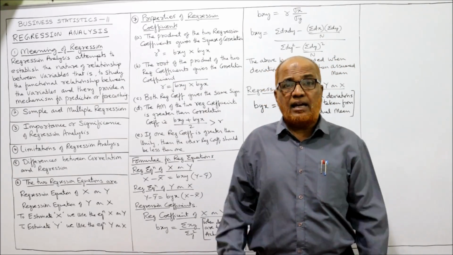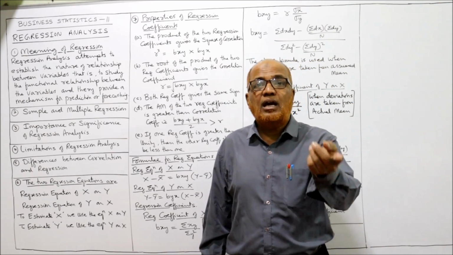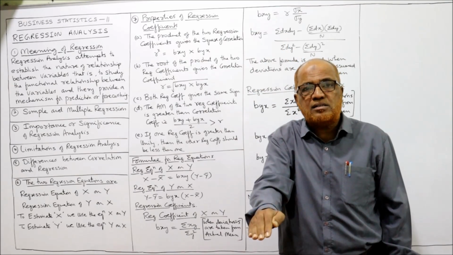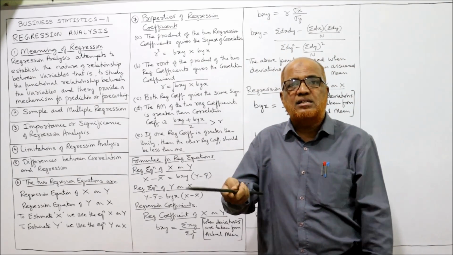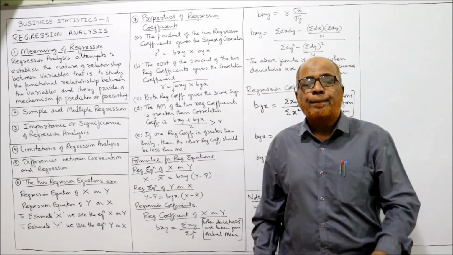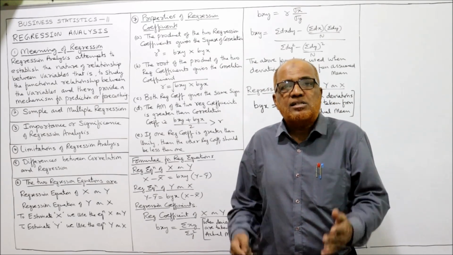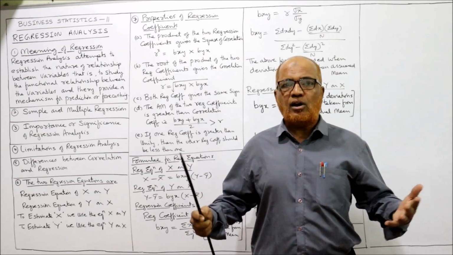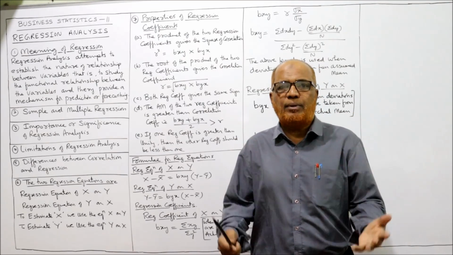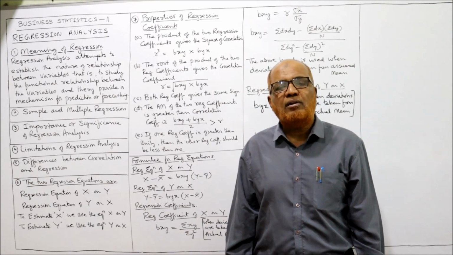What about price and demand? If you see the relationship between price and demand, there is an inverse relationship. When price increases, demand decreases. When price decreases, demand increases. So there is an inverse relationship between price and demand. Some variables have a positive relationship, some have a negative relationship. This is the nature of relation. Apart from that, the degree of relationship, high degree or low degree, will be explained by correlation. We cannot predict the values.